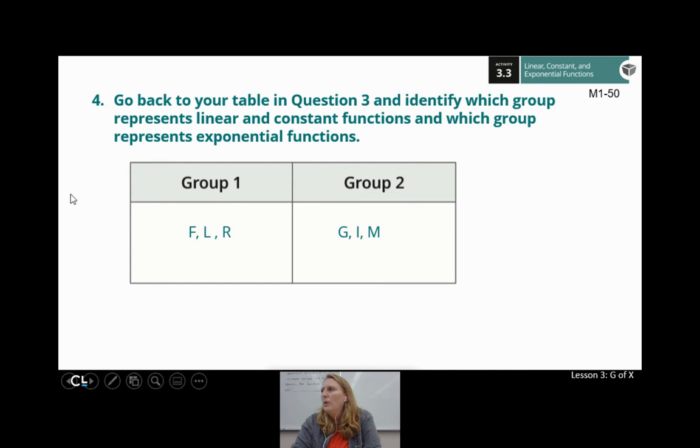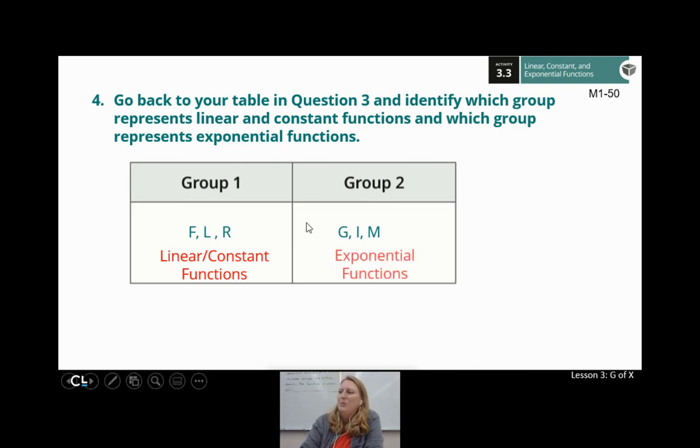So real quick, I think I already answered this for you. Can you identify which group represents linear and constant functions and which group is representing your exponential functions? Go ahead and hit pause, write them in your boxes, and then hit play to keep going. I think I gave this one away. Group 1 is your linear and constant functions, and group 2 are your exponential functions.